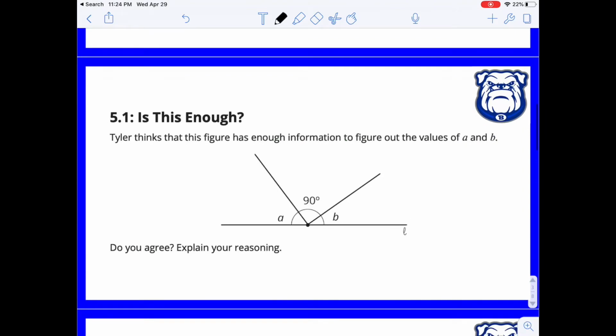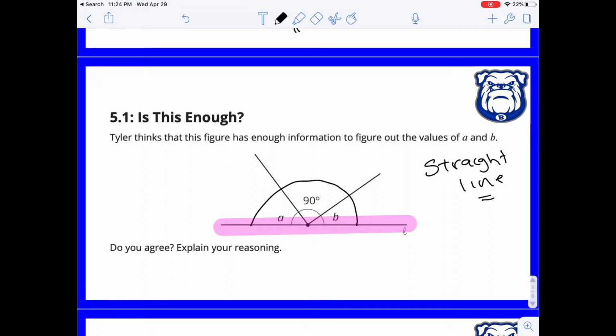So, is this enough? Tyler thinks that this figure has enough information to find the values of A and B. Do you agree, yes or no? This is basically just opinion based. I want to know, okay, what do you think? Do we have enough? Do we not have enough? Again, this right here is how much? Well, we know this is a straight line. So, a straight line always equals 180 degrees. So, do you agree? Yes or no? Why or why not?